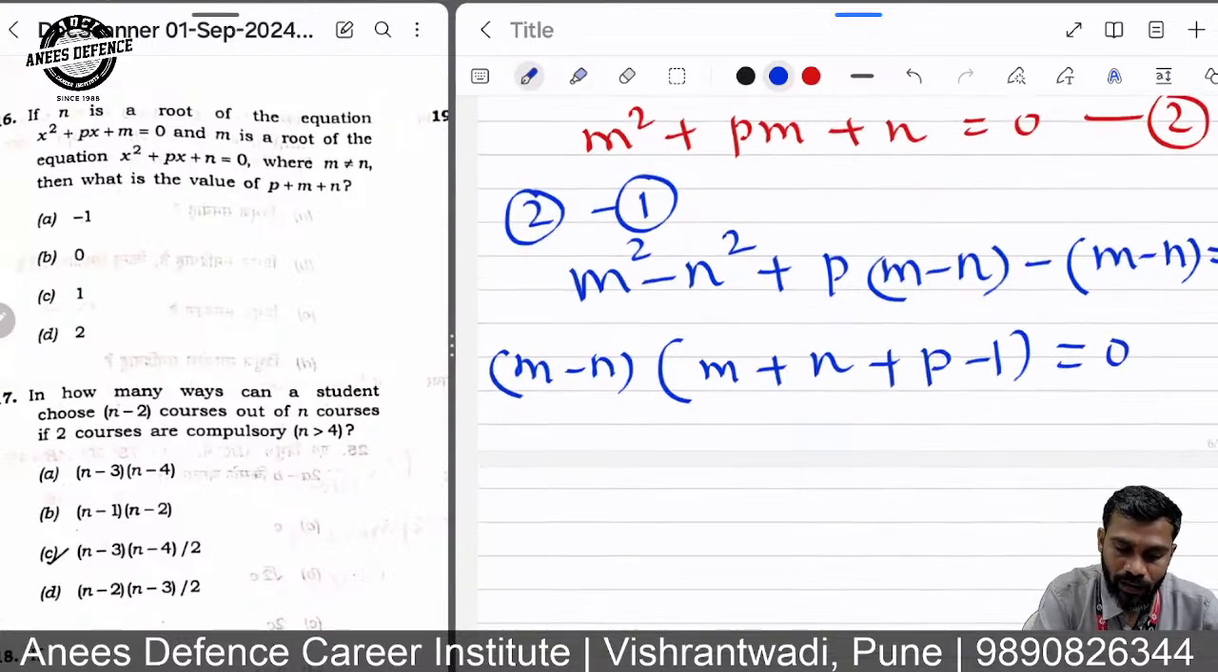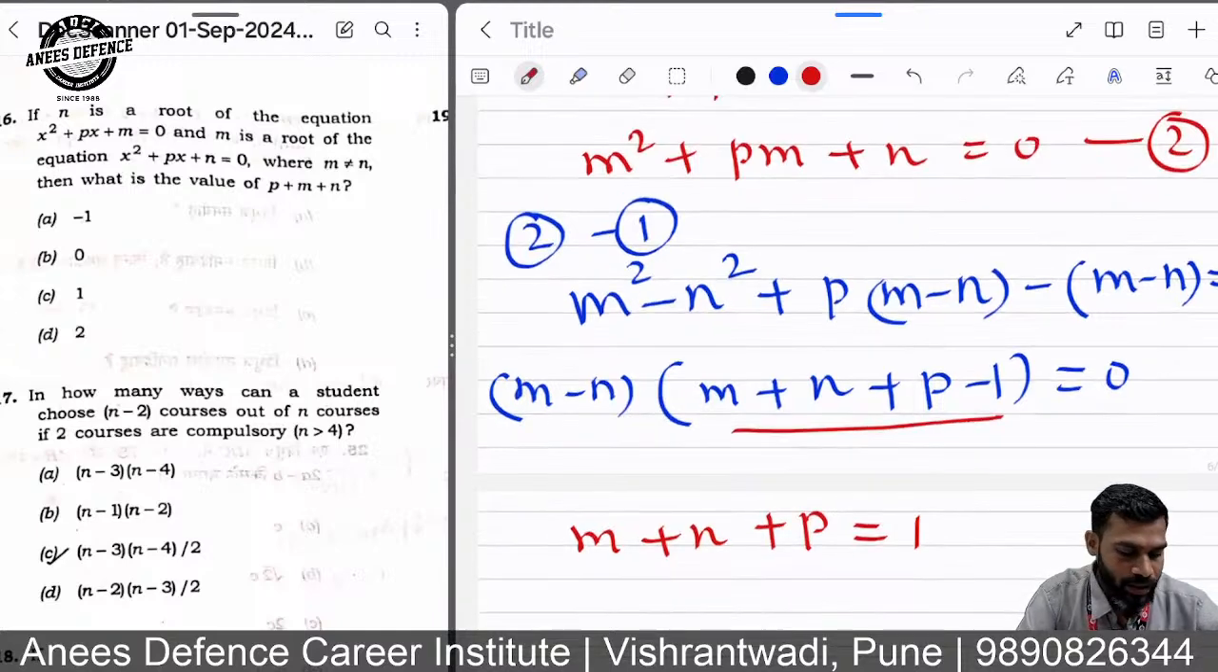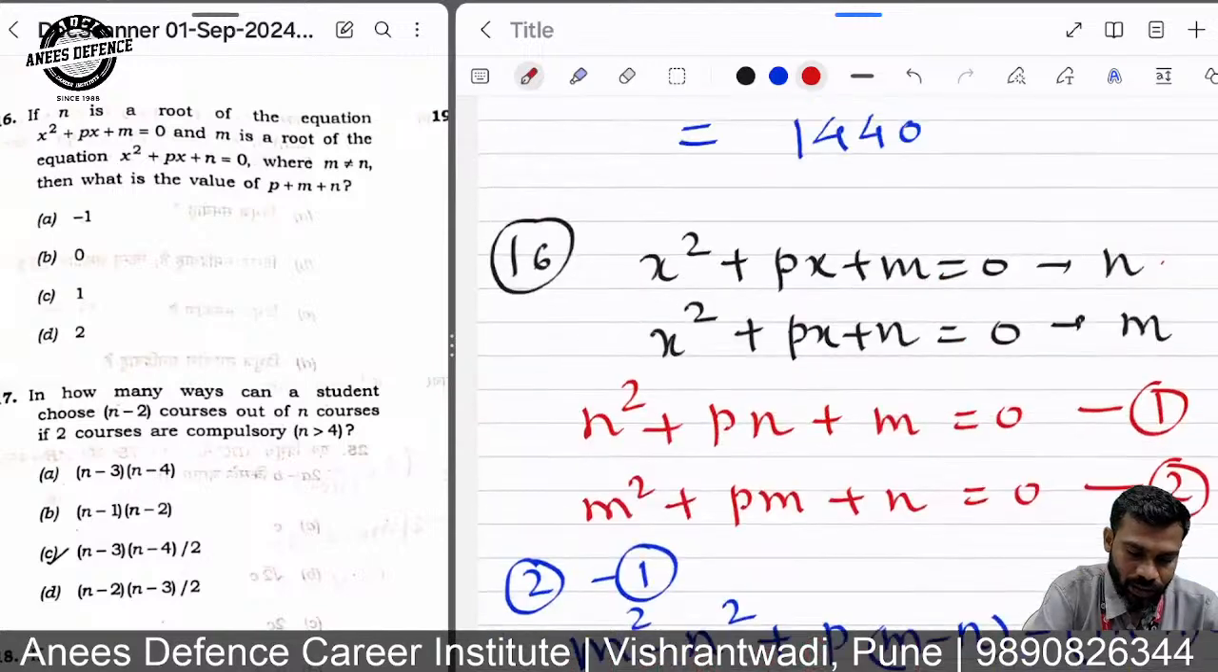Since m and n are not equal, it means this factor will be 0. So m plus n plus p minus 1 is equal to 0. That will give you 1. M plus n plus p will give you 1. So the answer will be C. So C is the right answer.